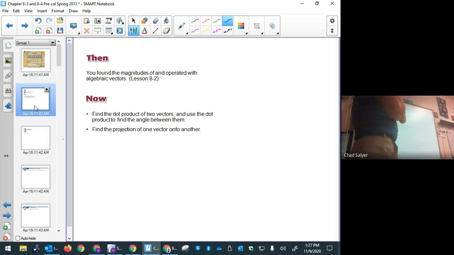Our goals. Remember when we found magnitudes? We're going to use some similar formulas to find the dot products, and we're going to use the dot product to find the angle between vectors and the projection of one vector onto another.